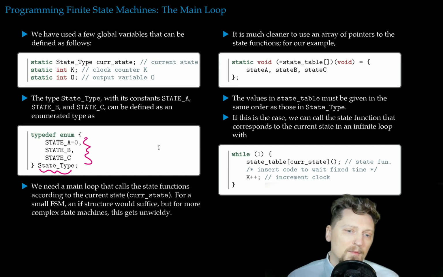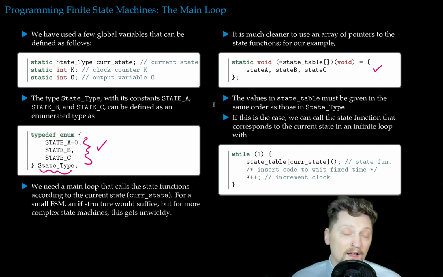For a small finite state machine, an if structure would suffice, but for more complex state machines, this is unwieldy. It is much cleaner to use an array of pointers to the state functions. For our example, we can make an array of pointers to the state functions, state A, state B, and state C, in the following way. So an array of pointers to functions can be constructed in this syntax. The values in state table must be given in the same order as those in state type. So this order has to be the same as this order.